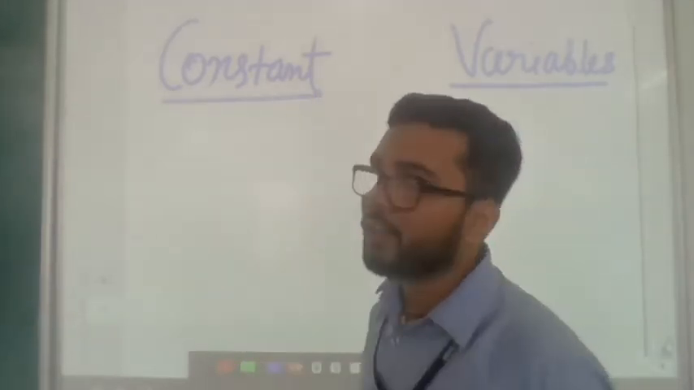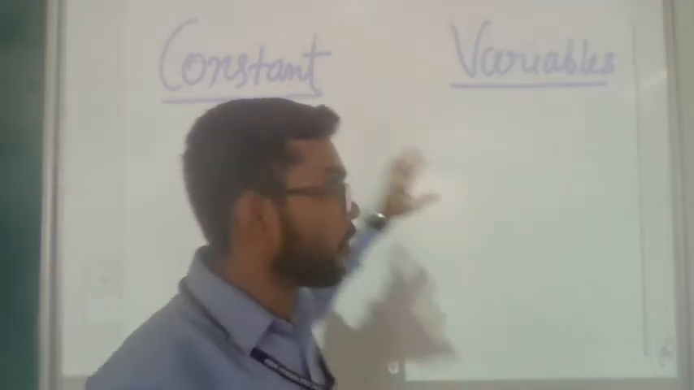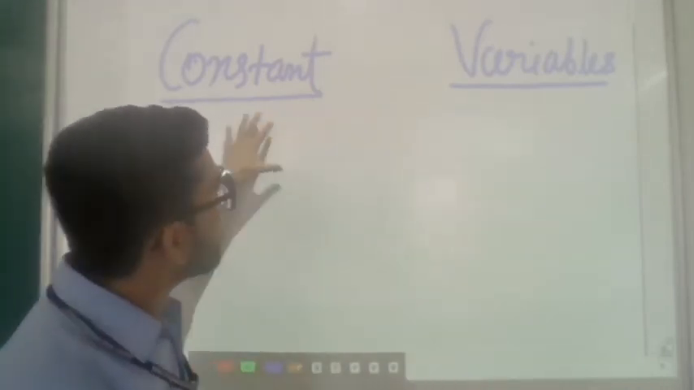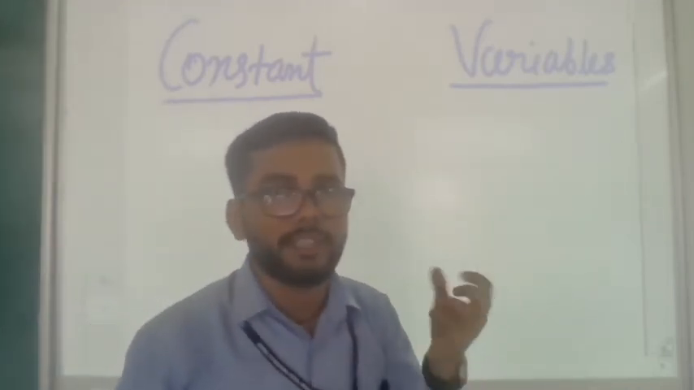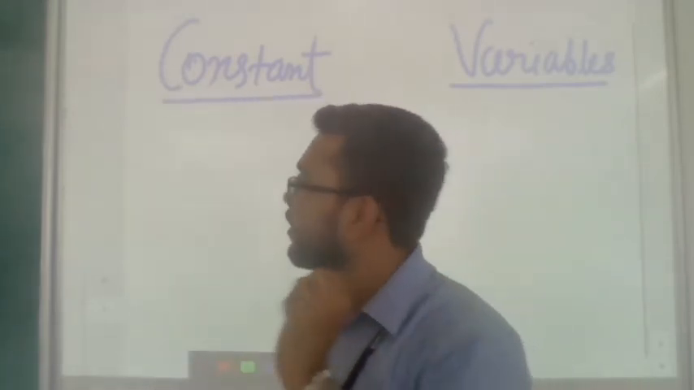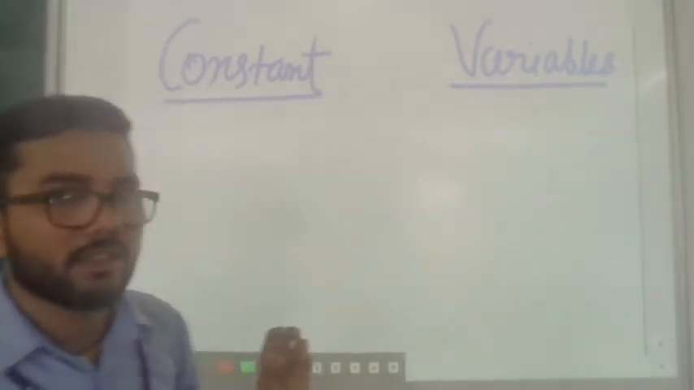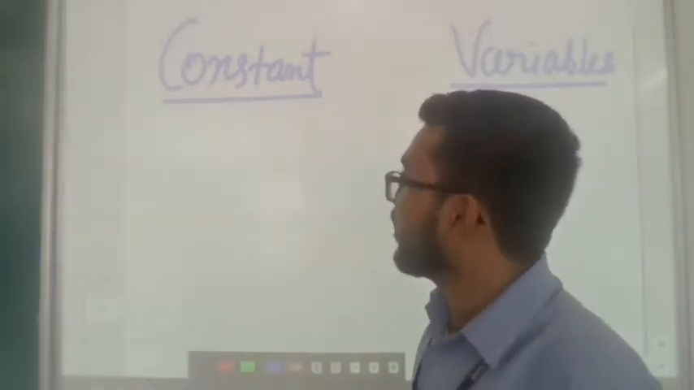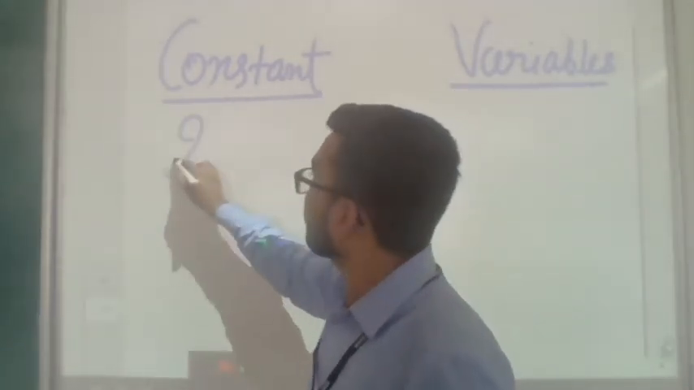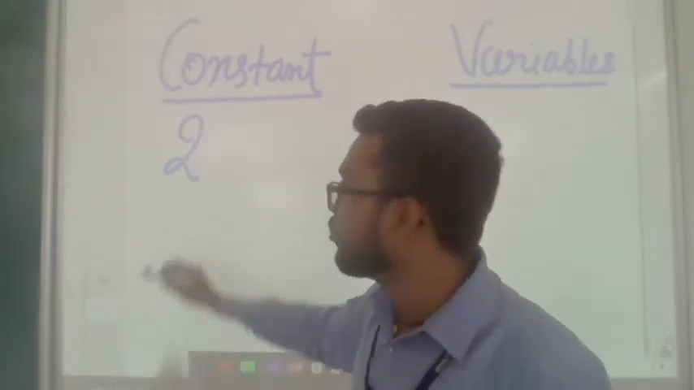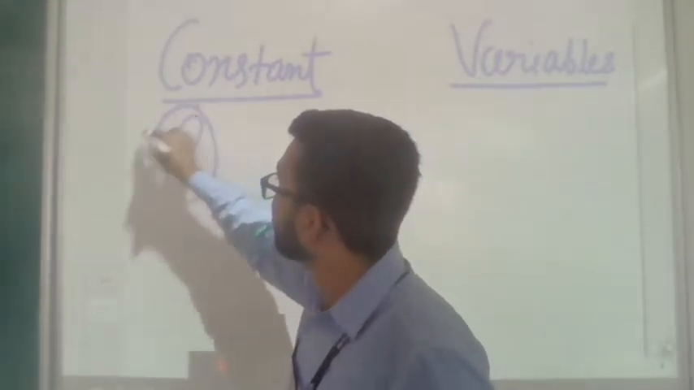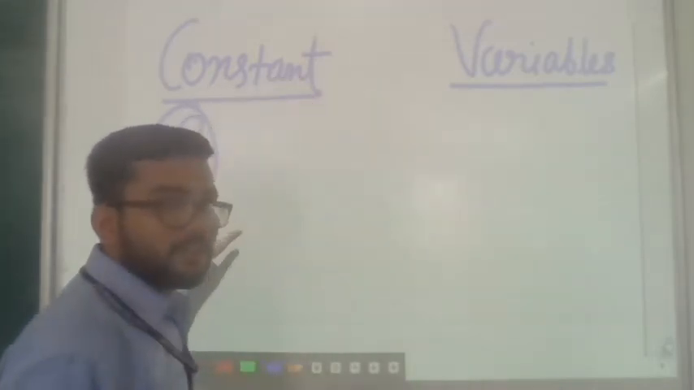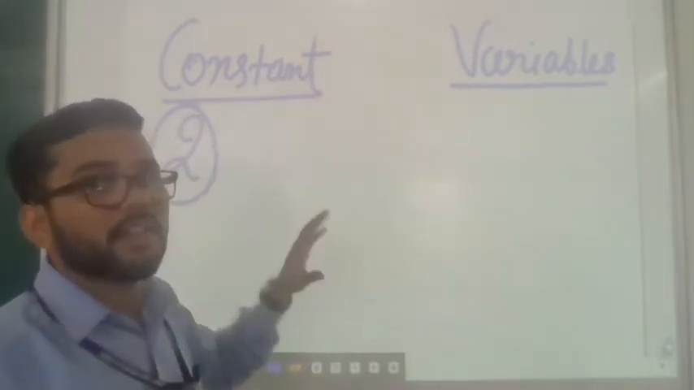You are all very much aware of the terms constant and variable. Constant means the part of an algebraic expression that never changes. The value of a constant is never changed. Like if you say 2, the value of 2 is always 2. So 2 is a constant.